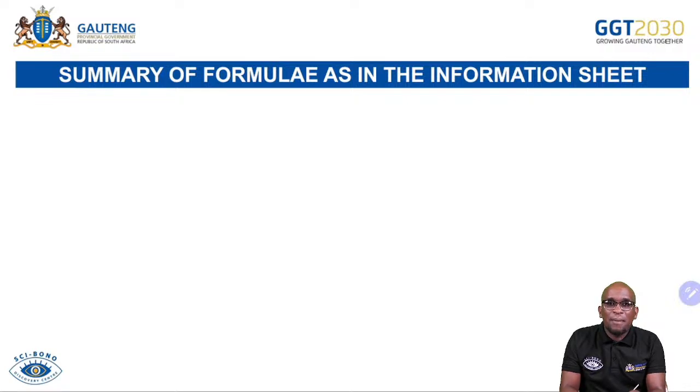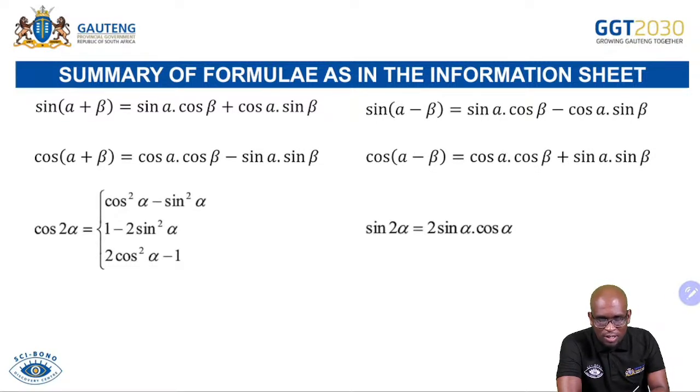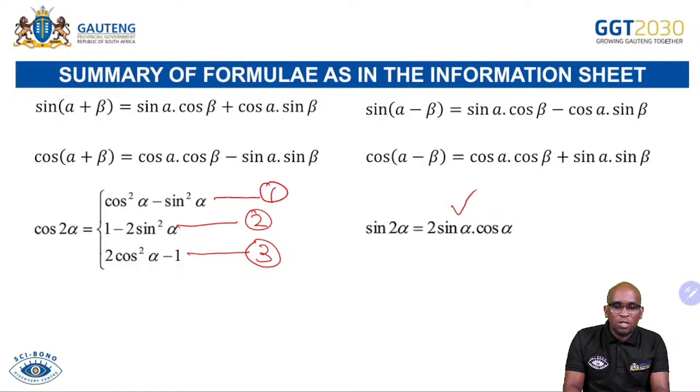We get to the summary of the formulae as they appear in the formula sheet, the double angles formula. Obviously, we've worked through the compound angles. Let's check now the double angles. This one is for the sine. We worked through it. And this one is what we called equation 1 on the previous slide. This one is what we called equation 2 on the previous slide. And this one is the one called equation 3 on the previous slide.